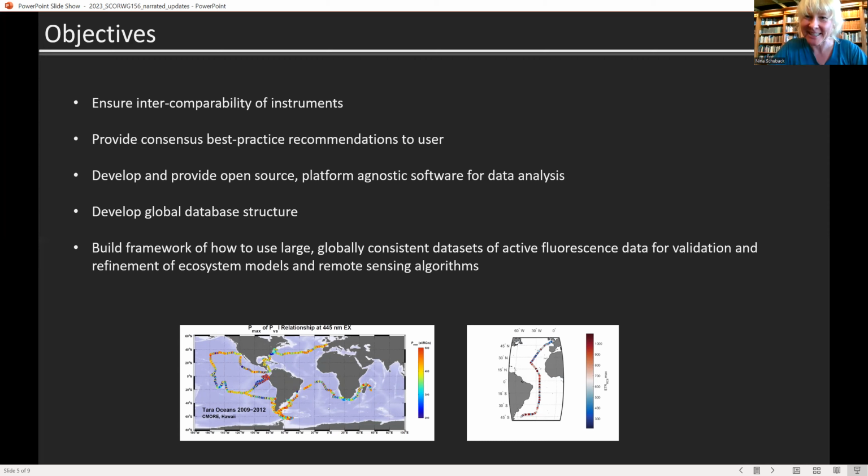Because one of the really great things of these instruments is that they're optical and they can get really high resolution data. And we're now at the point that we can put them on autonomous instruments. So we can collect these really large and somewhat globally consistent data sets of active fluorescence measurements. And these measurements would just be so valuable for ecosystem models and remote sensing algorithms. I think it's something these instruments are still really underutilized for, but we'll get there eventually.